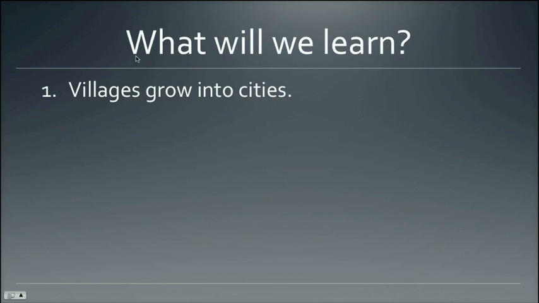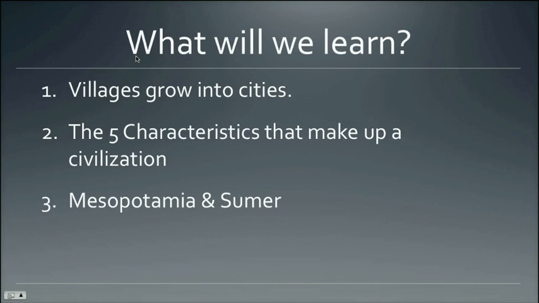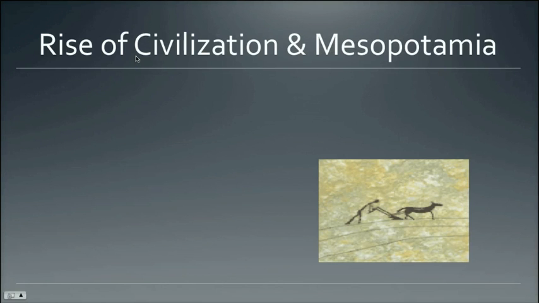So to break this down a little bit further, we're going to look at how villages grow into cities and what that means for early humans. As I mentioned, we're going to talk about the five characteristics that make up a civilization, and then we're going to look at Mesopotamia, and specifically a civilization in a region called Sumer, or a group of people called the Sumerians that developed there. So that's really the outline of what we're looking at today. So let's set the stage.